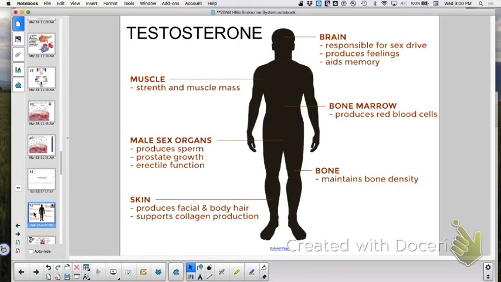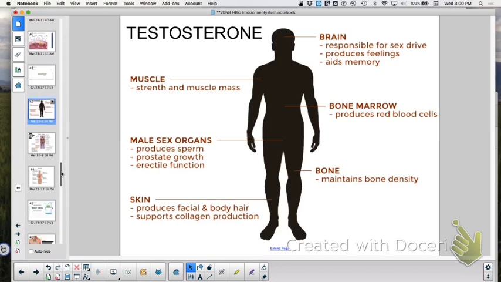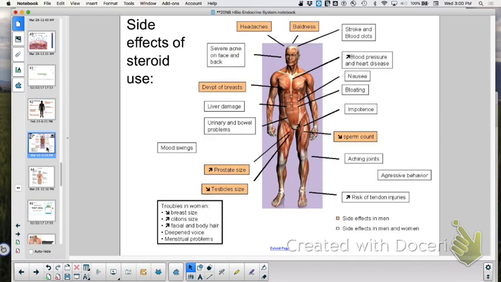Testosterone. Testosterone, muscles, strength, and then also some other things we don't think about. Maintains bone density, aids memory. Those are things sometimes we don't think about that are part of testosterone. I don't want you to take testosterone in excess. I don't want you to take it at all unless you have to, right? Because then it starts exerting negative feedback on your testes.